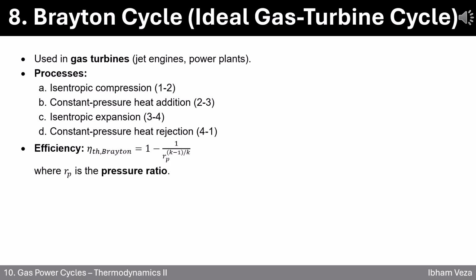First, air is compressed isentropically. This means without heat loss, like in a jet engine compressor. Then we add heat at constant pressure, like in the combustion chamber. The high-energy gas expands isentropically through a turbine, generating power. Finally, heat is rejected at constant pressure before the cycle repeats.